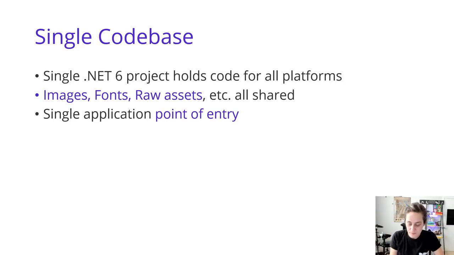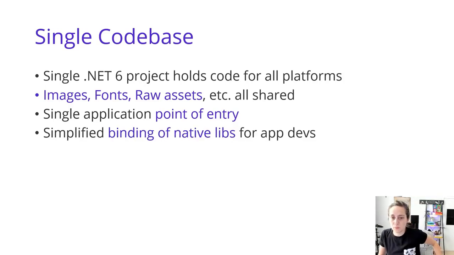Just one point of entry. And of course, we're working on simplified native library binding, which is something I won't be demoing today. But the idea is that if there is a library out there for a native platform that you want to use in your .NET MAUI app, it's easy to pull in. So those three slides, performance, productivity, and then the single code base, are really the pillars of .NET MAUI. But there's way, way, way more to it than just these three things.